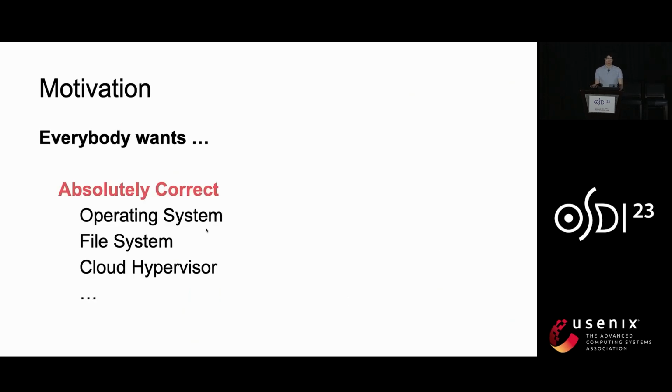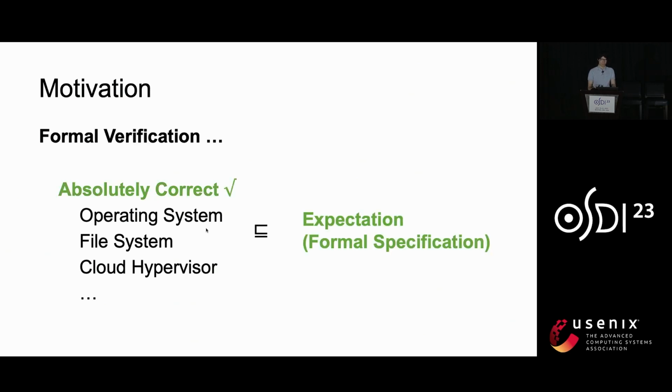So everybody wants absolutely correct systems. We want operating systems that never crash. We want file systems that never lose our data. And we want cloud hypervisors that never leak our secrets. A promising way to achieve that is to formally verify those systems, which means we use math to prove that the system implementation satisfies our expectations, formalized as a specification.